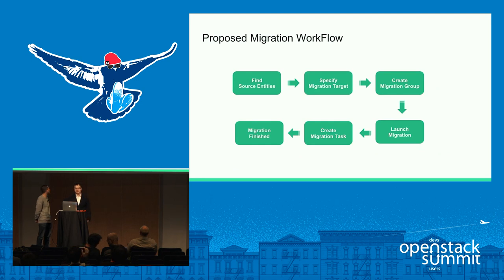So we proposed this migration workflow. Firstly, find the resource entity. For example, we can compose resources like VM, container, volume, and share. And then we will specify the migration target. And then we can create a migration group. And then we can launch this migration. And this migration will create a migration task until the migration is finished. So this is our idea about migration in OpenStack.